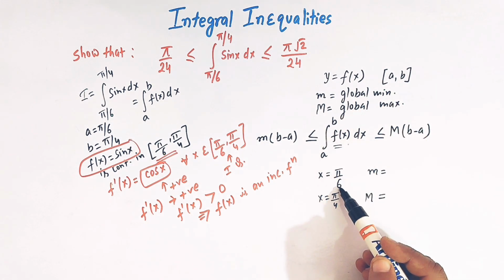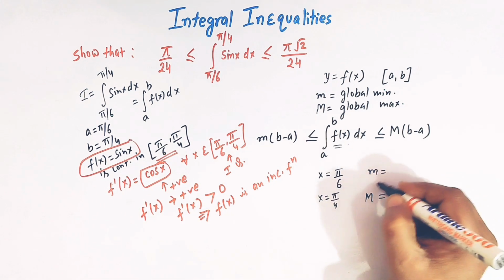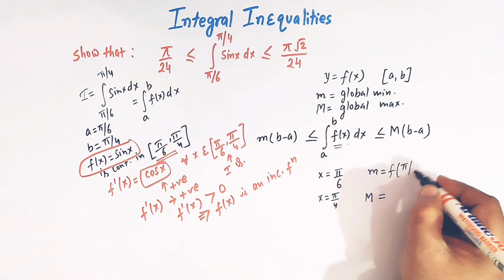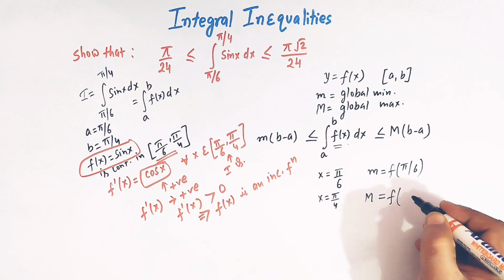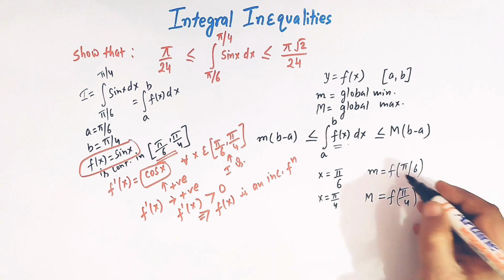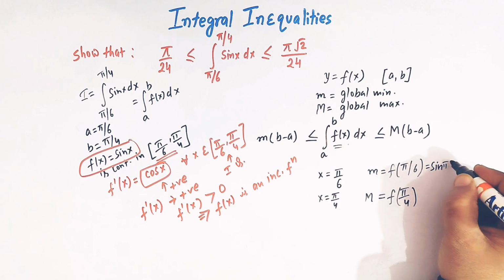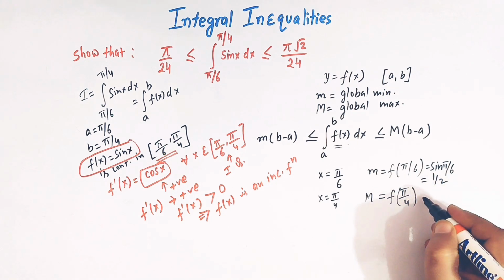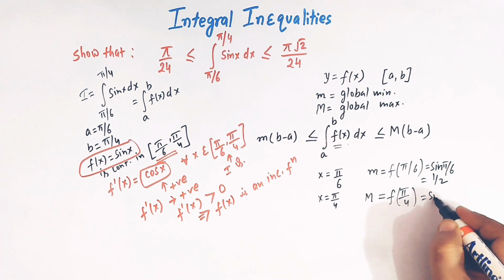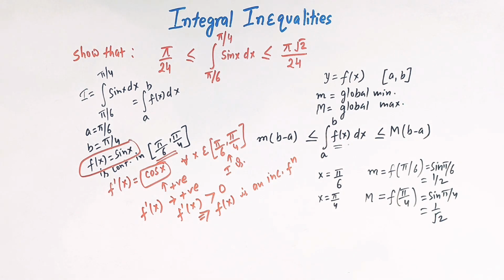So x is equal to pi by 6, we will substitute it here. So the global minimum, that is small m, is given by f of pi by 6, and the global maximum or the absolute maximum is given by f of pi by 4. So f of pi by 6 is equal to sine of pi by 6, and sine pi by 6 is sine 30 degrees, that is equal to half, and f of pi by 4 is sine pi by 4, that is equal to sine 45 degrees, which is 1 over square root of 2.